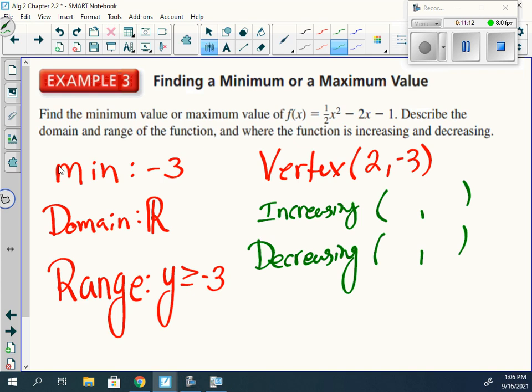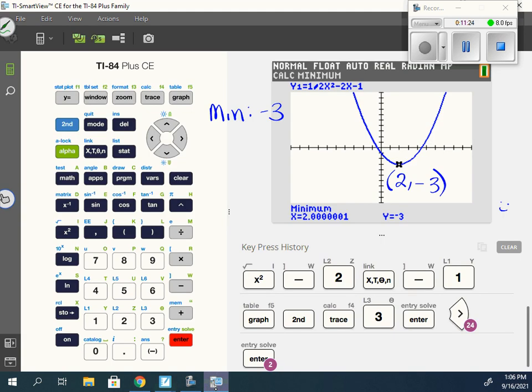Any questions on any of this here so far before we talk about increasing and decreasing? Okay. I'm going to pull the graph back up here. To -3. So this is the point 2, -3.